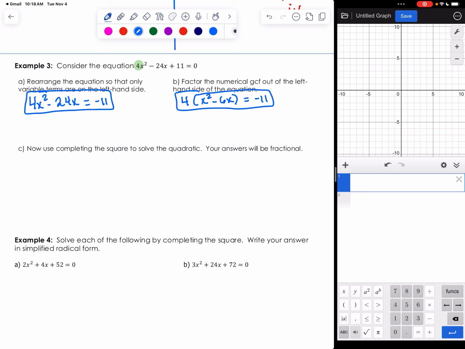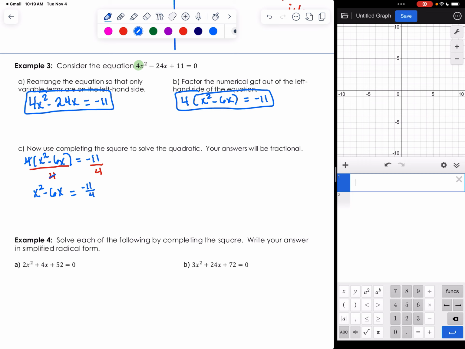In part C, now use completing the square to solve the quadratic. Your answers will be fractional. Okay, so what we're going to do, let me write the equation down here. We have 4x squared minus 6x is equal to negative 11. So what we want to do is, first of all, divide both sides by 4. And so these 4s would cancel, leaving me x squared minus 6x. And on this side, I'd be left with negative 11 over 4. And leave these as fractions, okay?